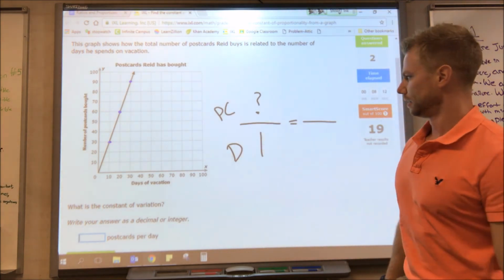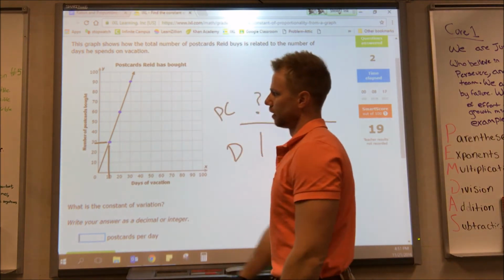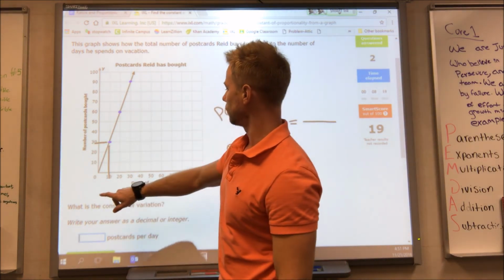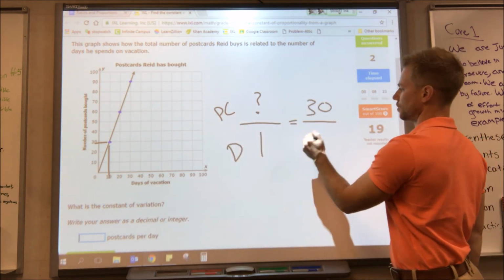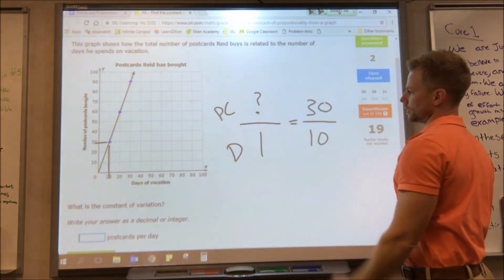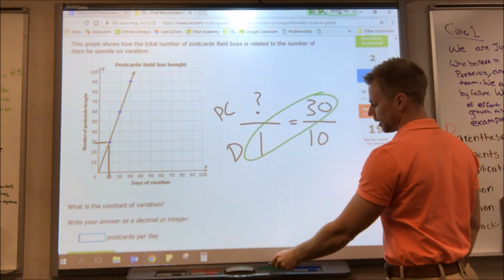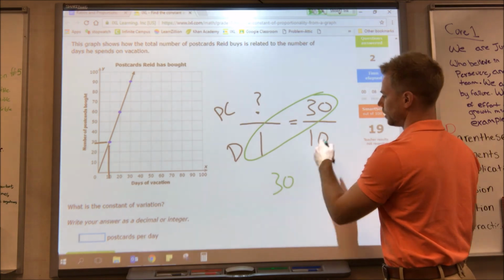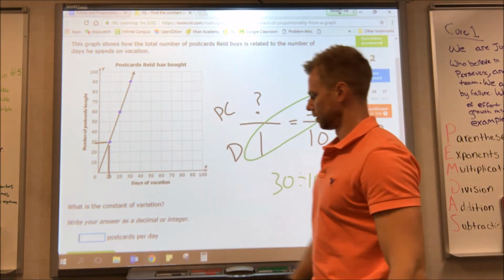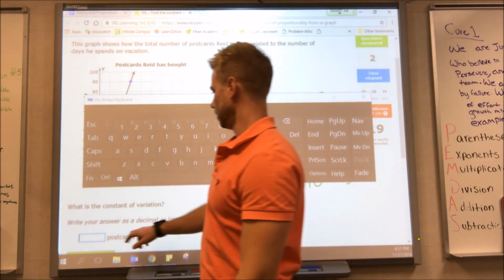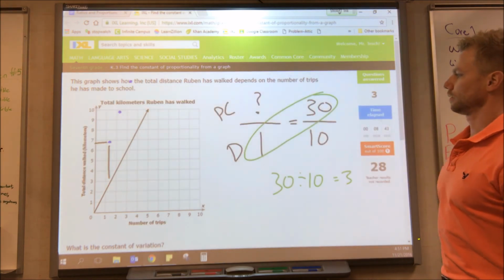On the other side, I use the information from this point of intersection. It's 30 postcards in 10 days. 30 goes on top where postcards are, 10 goes on the bottom where days are. And I solve my proportion. Cross multiply. 3 times 1 is 30. Divide by 10 equals 3. So that's going to give me 3 postcards per day. And that's correct.